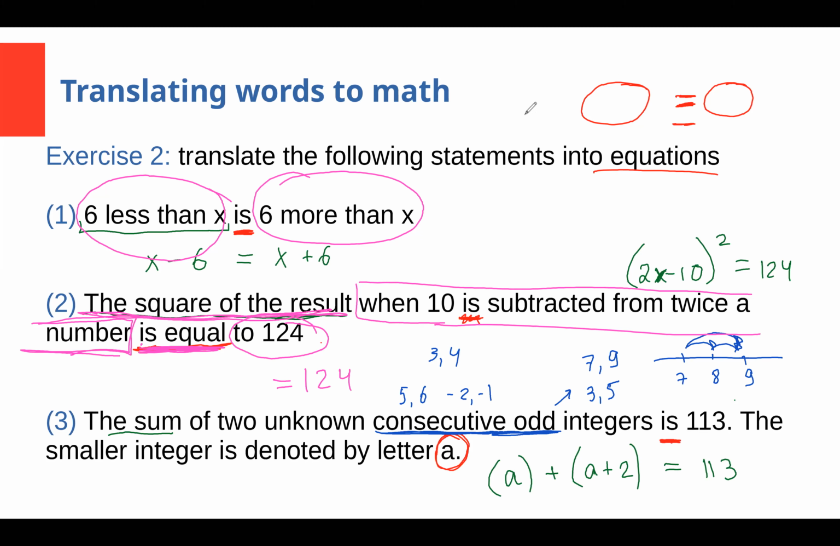Let me use the orange color. Is subtracted, right? Is subtracted from what, right? So I see 10 is subtracted from, and then I see the second part, twice a number, right? So this is my second part. That's why I will do twice a number as 2x, right? Then minus 10, we follow the order, right? We switch them, and then I square it. So don't forget to use the square.